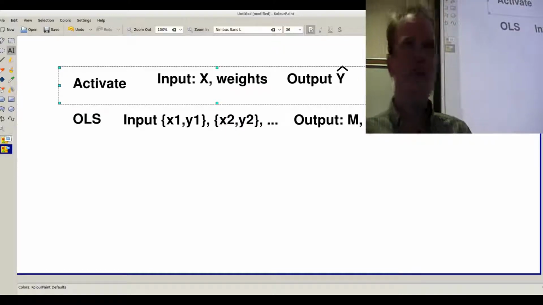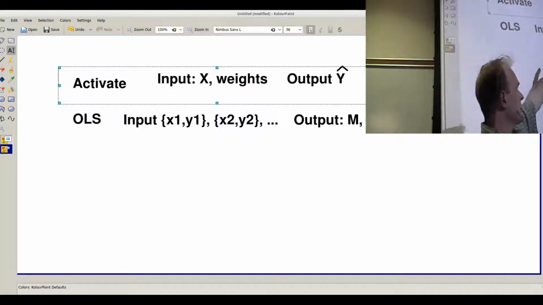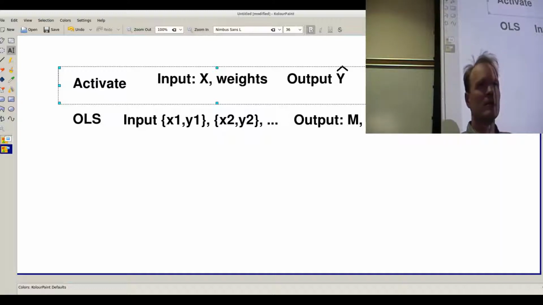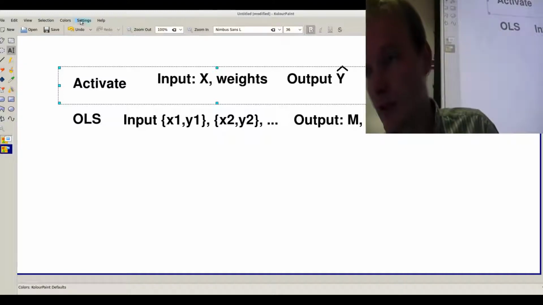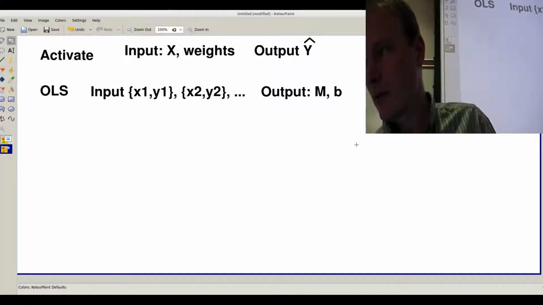Do you get activate? We've done an example of that. We've got a unit test of it. X goes in, you multiply it by a matrix, you add it to the bias, you get the output. Is everybody clear on that? Okay. I'm guessing OLS is a little less clear. Let's do the example.